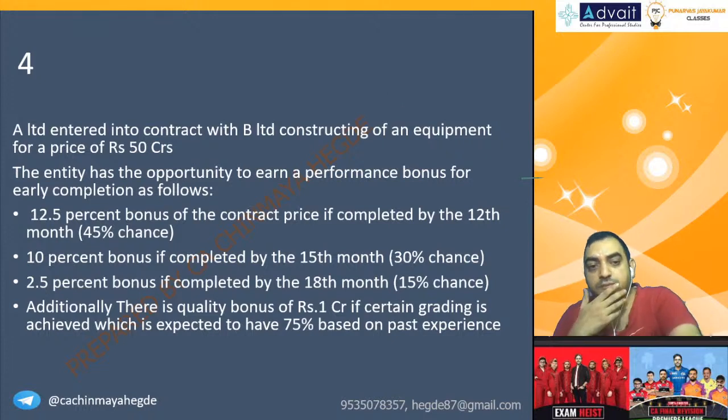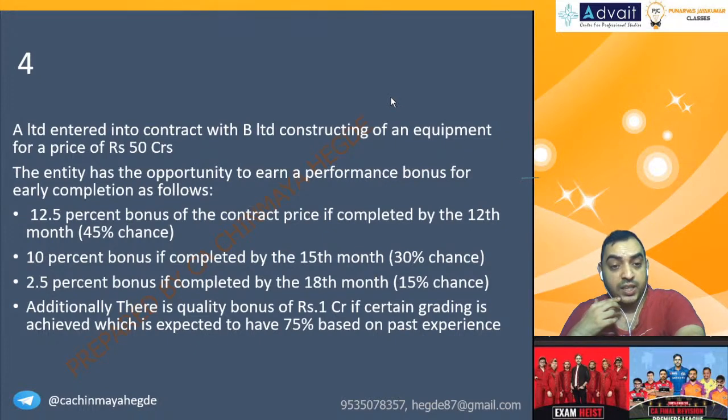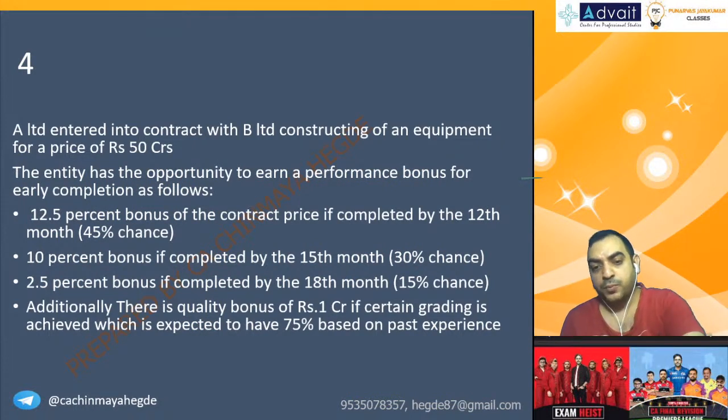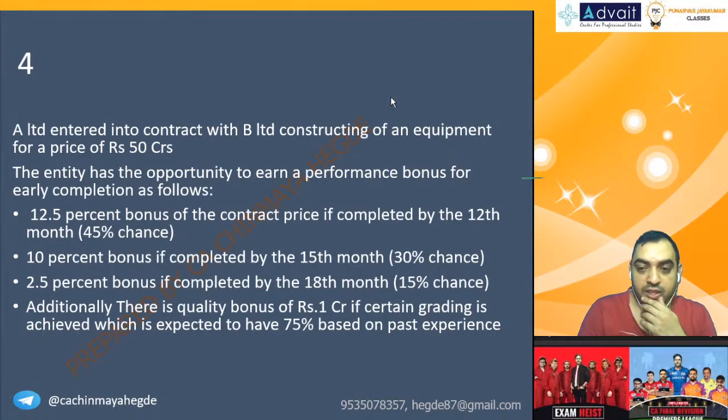Okay, let's go for a problem. A Limited entered into a contract with B Limited for constructing an equipment for a price of 50 crores. The entity has the opportunity to earn a performance bonus if early completion is as follows. 12.5% bonus of the contract price if completed by the 12th month, 45% chance. 10% bonus if completed by the 15th month, 30% chance. 2.5% bonus if completed by the 18th, 15% chance. Additionally, there is a quality bonus of 1 crore if a certain grading is achieved, which is expected to have 75% chance based on past experience. The customer consideration is not fully clear.